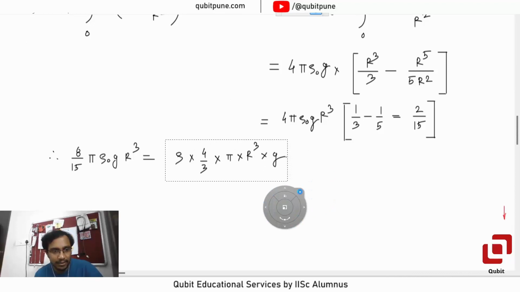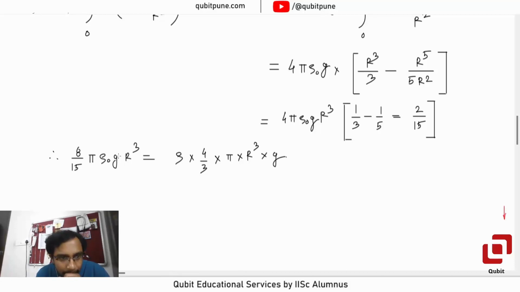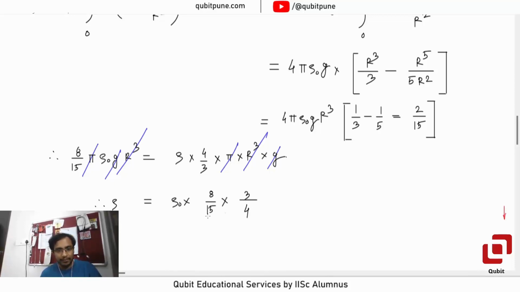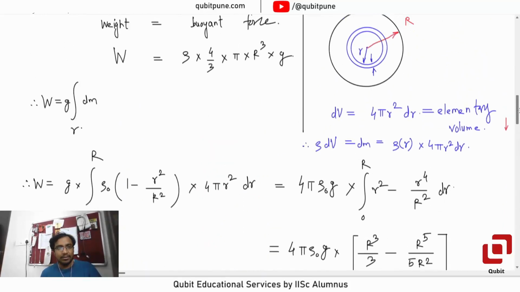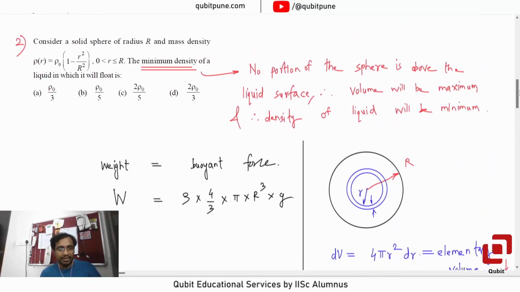Let us see now if things get cancelled. g goes, R cubed goes, pi goes, and what do we want? We want rho in terms of rho naught. So rho will be rho naught into 8 by 15 into 3 by 4, which is 2 by 5 rho naught. Is there 2 by 5? Yes, that is option C.